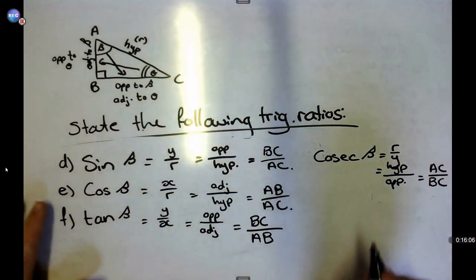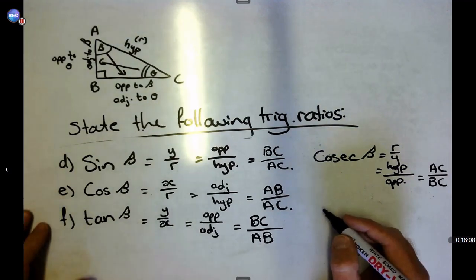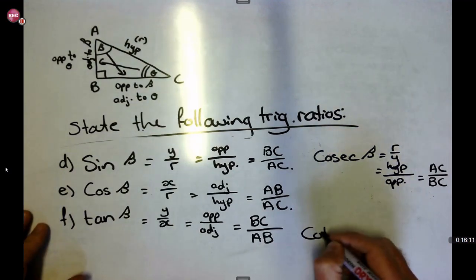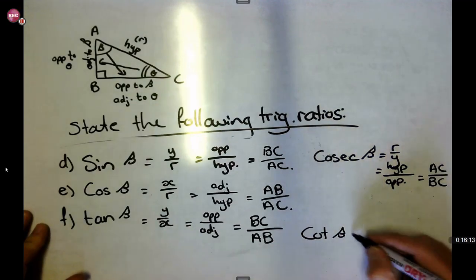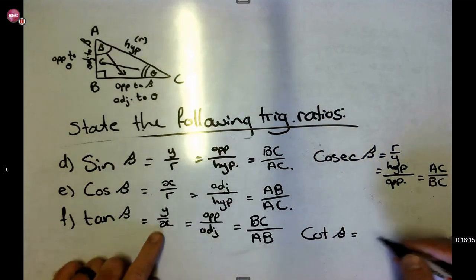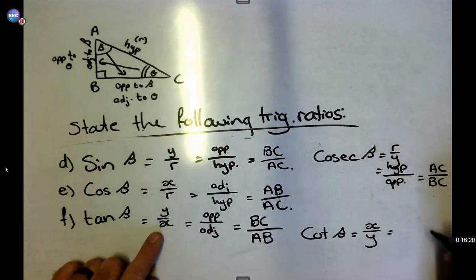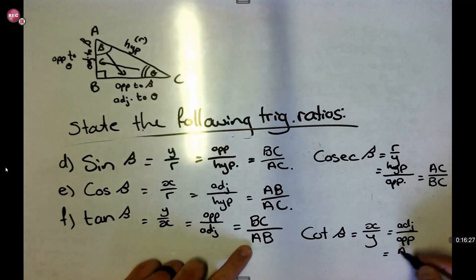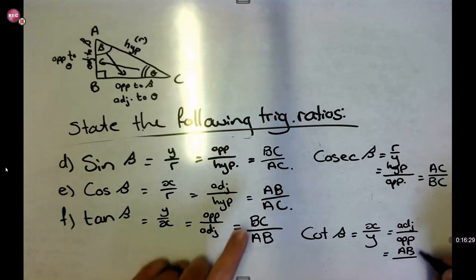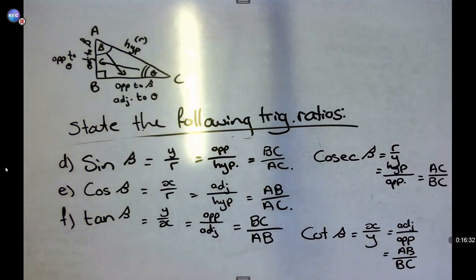For instance, for the reciprocal of tan, which is cot beta: tan is y over x, so the reciprocal becomes x over y. That changes to the adjacent over the opposite, which gives AB over BC. So you can see, this is the normal function, this is the reciprocal function. It just swaps around.